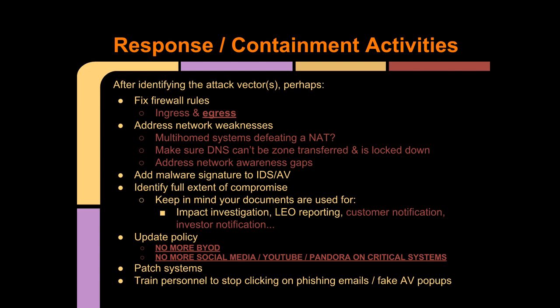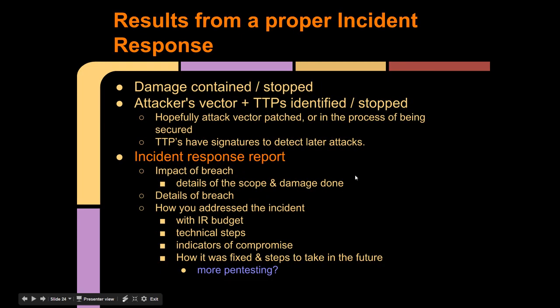You're going to want to sit down and train personnel to stop clicking on phishing emails and fake AV pop-ups, if that was the point of intrusion. At the end of the day, after a proper incident response, you're going to have the damage contained, identified, and stopped. You're going to have documentation of the attack vector and TTPs, and hopefully the vector is patched, or you're working with the vendor and it's in the process of being secured, and you have some mitigation in place, and you have some TTP signatures to detect later attacks from the same campaign.